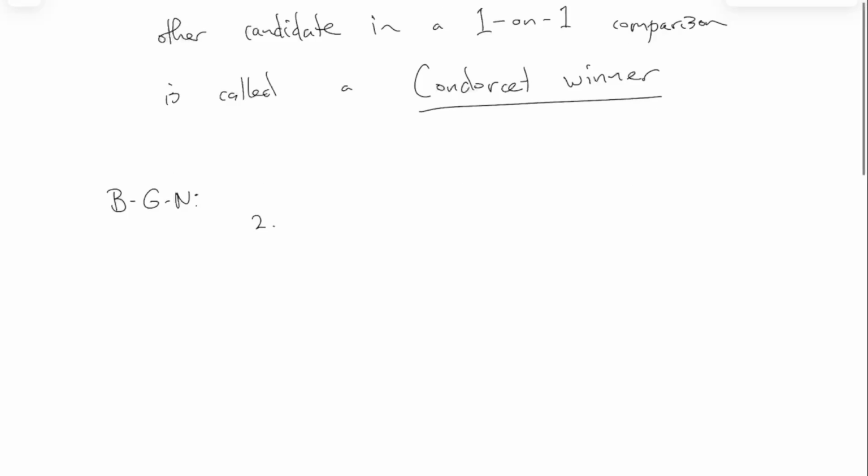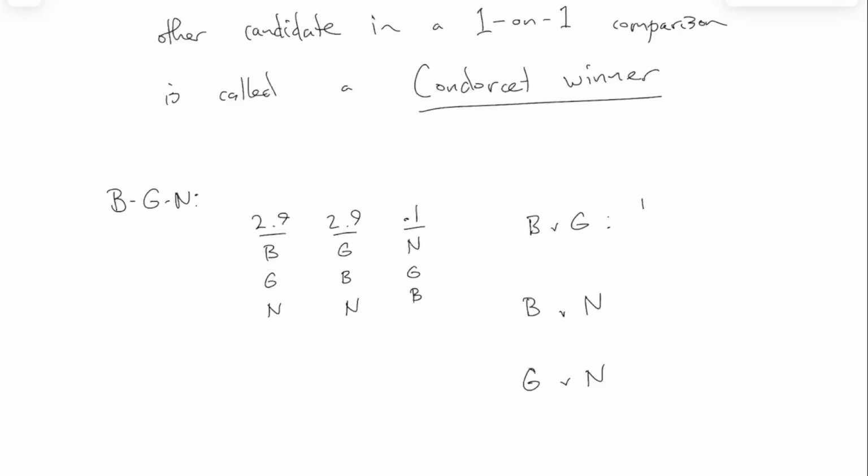The vote totals in that example, remember, looked like 2.9 million said Bush-Gore-Nader, 2.9 million said Gore-Bush-Nader, and 0.1 million said Nader-Gore-Bush. And if we compare them in pairs, this is what I mean by a one-on-one comparison, you pair them up. In this situation, there's three ways to do that. You could do Bush versus Gore, you could do Bush versus Nader, or you could do Gore versus Nader, right? And if I do Bush versus Gore, I'm going to count up votes which prefer Bush versus votes which prefer Gore, and I am temporarily ignoring the Naders.